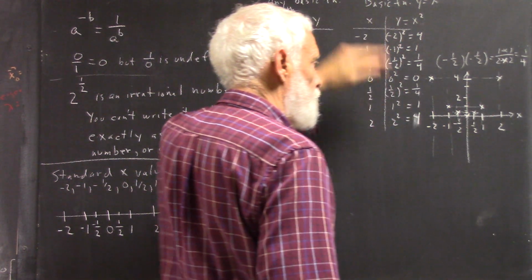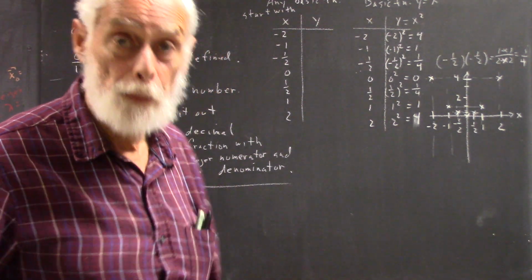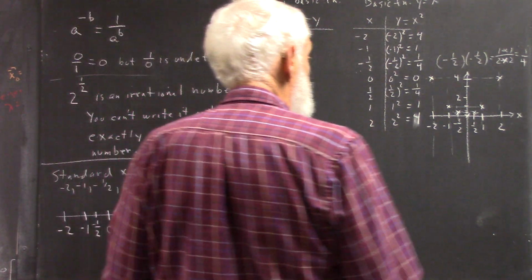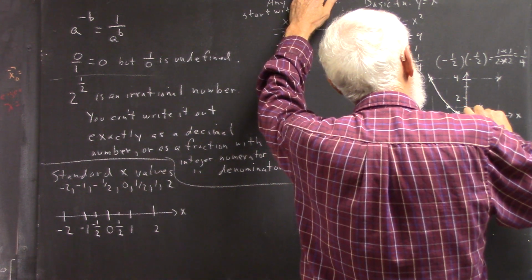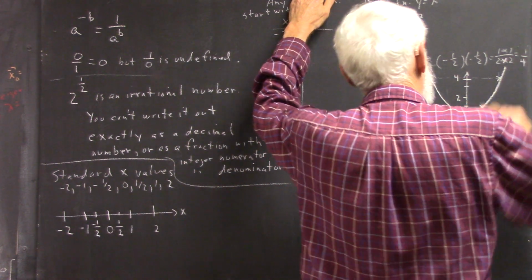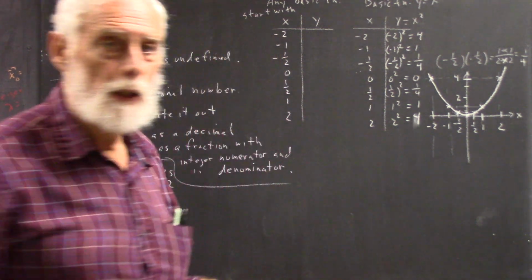You get these points. Now this should be familiar to you, you've done this. And then we can connect these points with a smooth curve, and we get this parabolic graph.